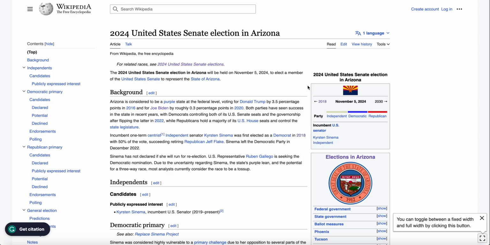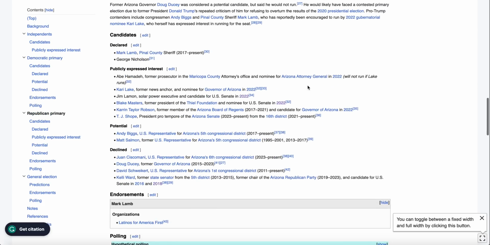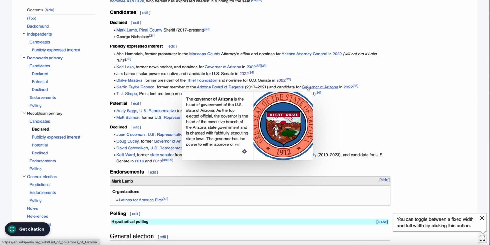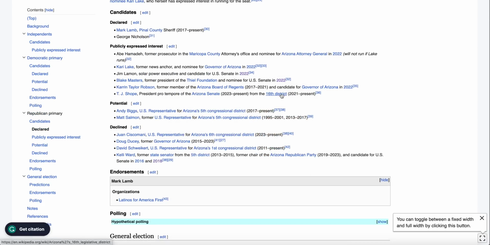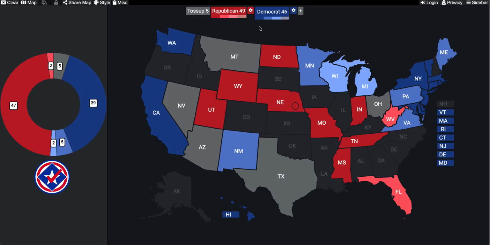So there's a lot of working parts here. I don't know exactly what her thoughts are for the primary process or for the general election, but should she run, I think Republicans have a significantly higher chance of victory. But as of right now, as a non-entered candidate, I think Ruben Gallego will end up winning this race, especially if you have someone like Mark Lamb or Kari Lake or Blake Masters enter into the race. I don't think it'll be a large margin. I think it will be a close race, but I do think Arizona slightly leans towards the Democratic Party at this point. So moving on, we have Nevada, Montana, Texas, Ohio.